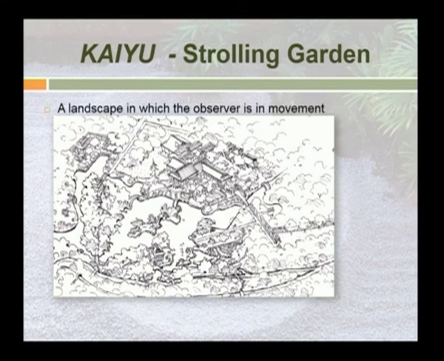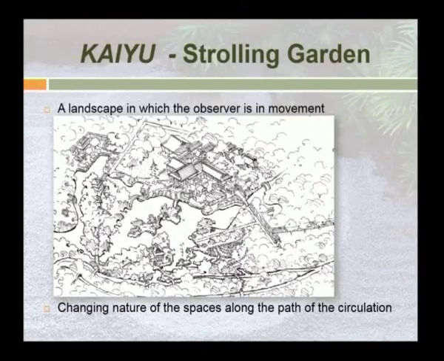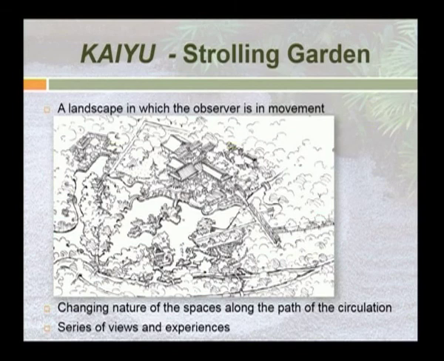These gardens, that is the kaiyu, the strolling garden, suggest a landscape in which the observer is in movement. This is in total contrast to the earlier dry landscape garden, which is supposed to help in meditation, whereas here a landscape is designed in which the observer is in movement. Here we can see different pathways in these gardens, and along the pathways the nature of the spaces changes, and as a result a series of different views is open to the observer.